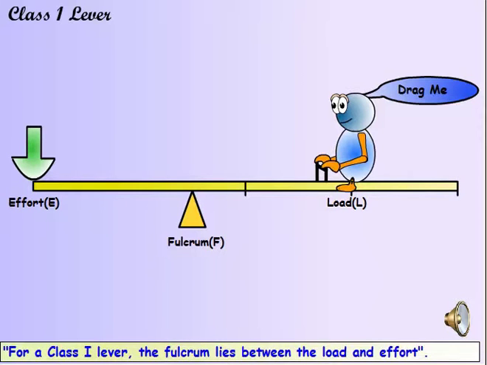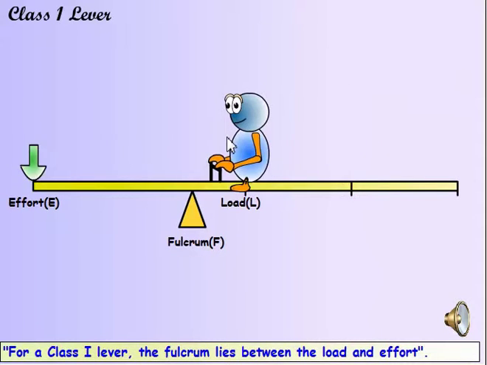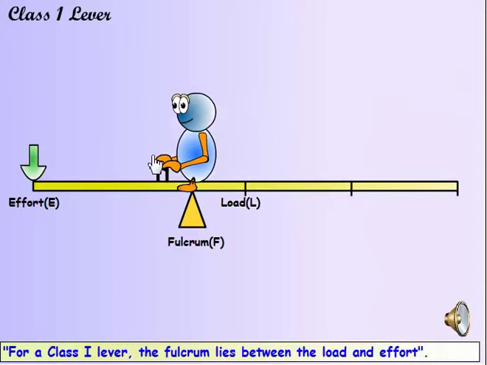In a Class 1 lever, the fulcrum lies between the load and the effort. You can check what happens by dragging the load. As the load moves further from the fulcrum, the effort required is more, whereas as the load moves closer to the fulcrum, the effort required is less.